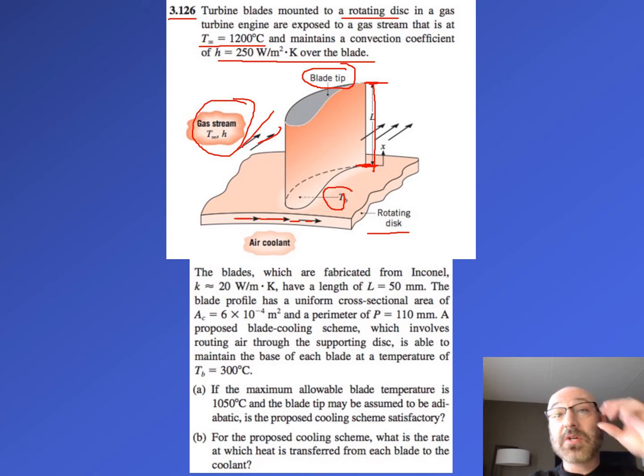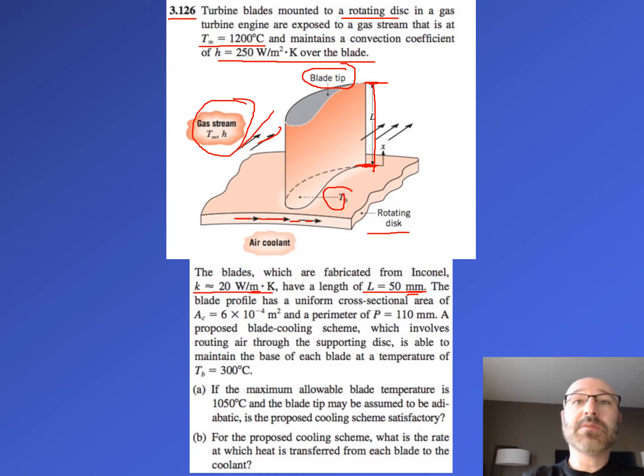Now it tells us the material that the blades are made of. They're fabricated from Inconel, which gives us a value of K equal to 20 watts per meter times Kelvin. It tells us it has a length L equal to 50 millimeters. So again, pay attention to our units right here. Everything else is in meters, this is in millimeters. Make sure we do our conversion correctly.